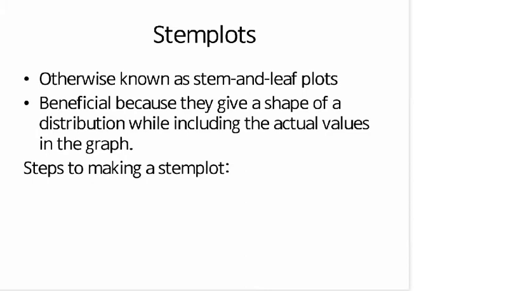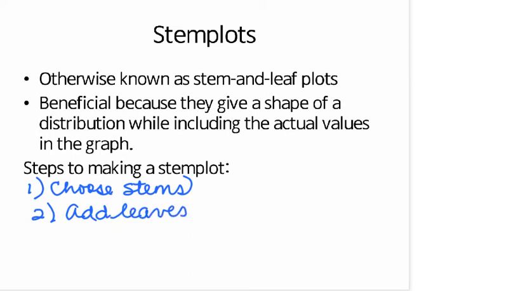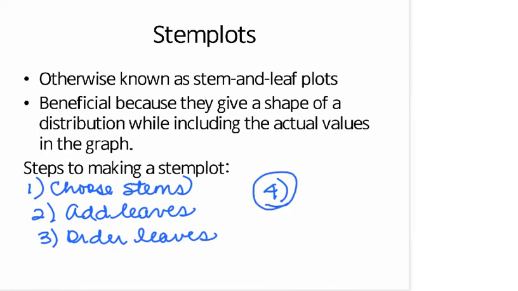So first of all, you choose the stems. Second, you add the leaves. Third, you order the leaves. And the fourth one, which is really important, so make sure you remember this, is to add a key. If we do not add a key, we don't know what we're telling our reader to look at.